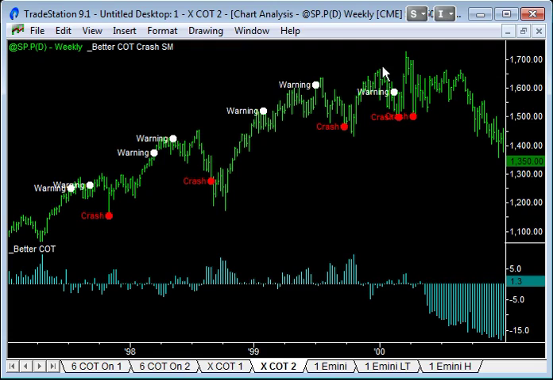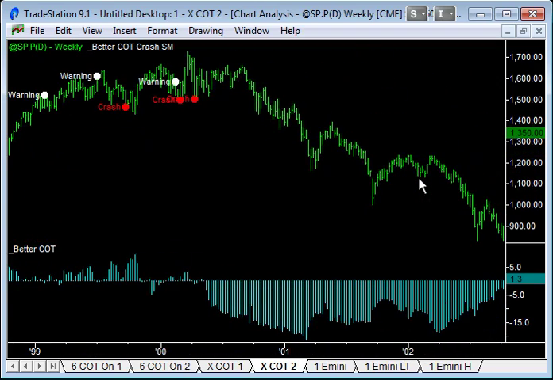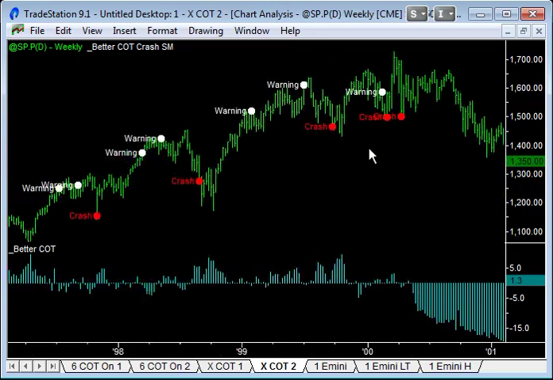We had an initial crash. This was a 10% correction here. We made new highs, and then we made another 10% correction here, which eventually led to that tech wreck that ended up bottoming out in 2002, 2003.